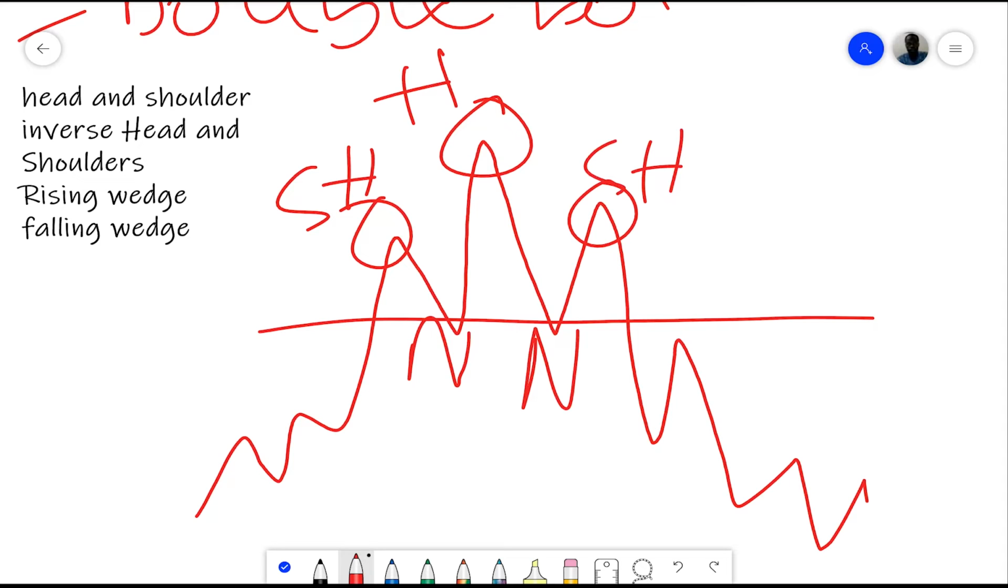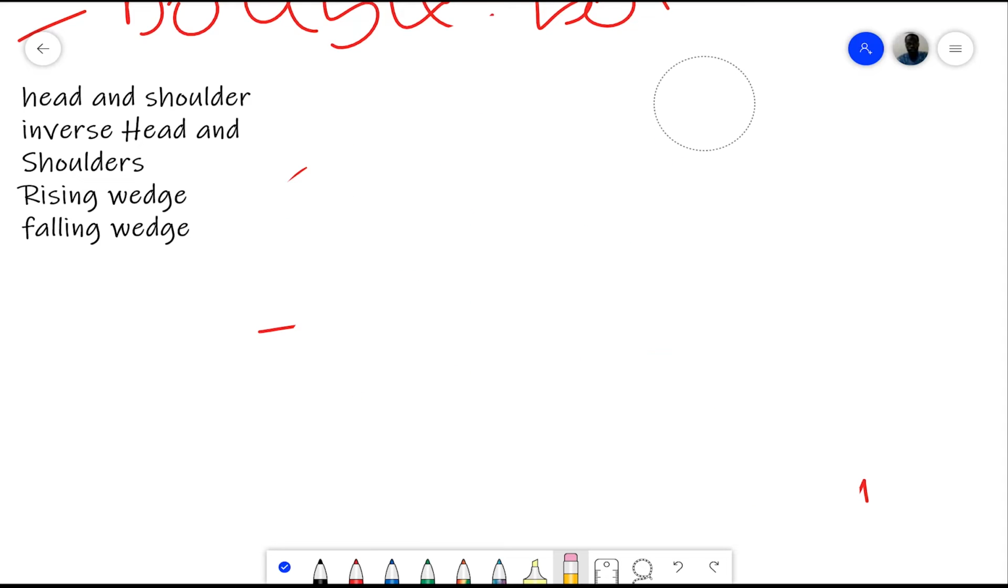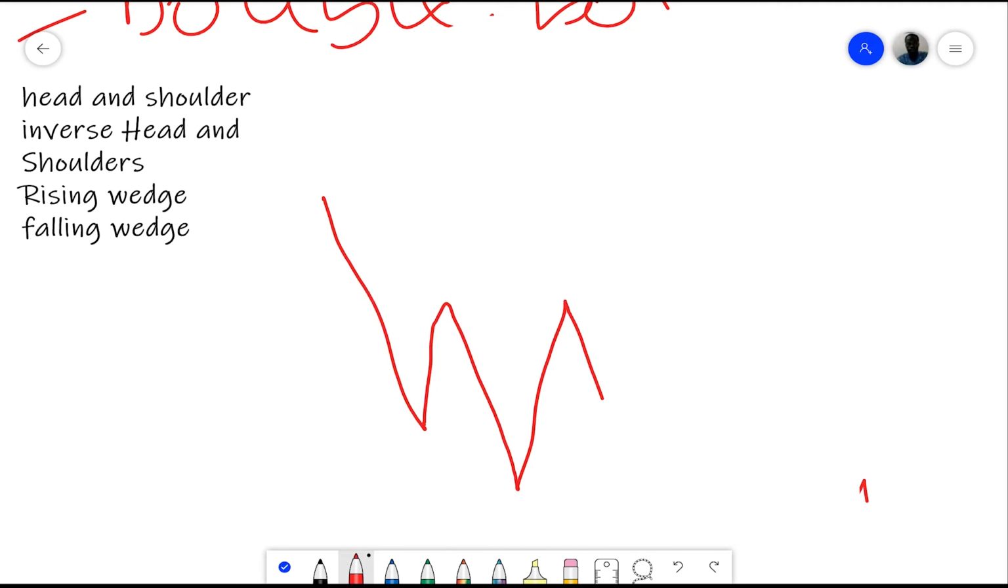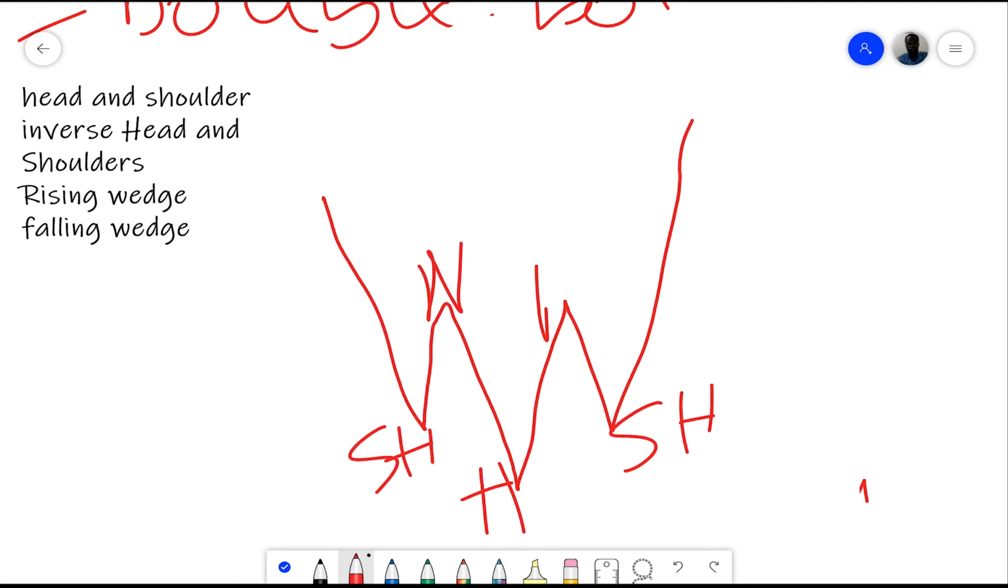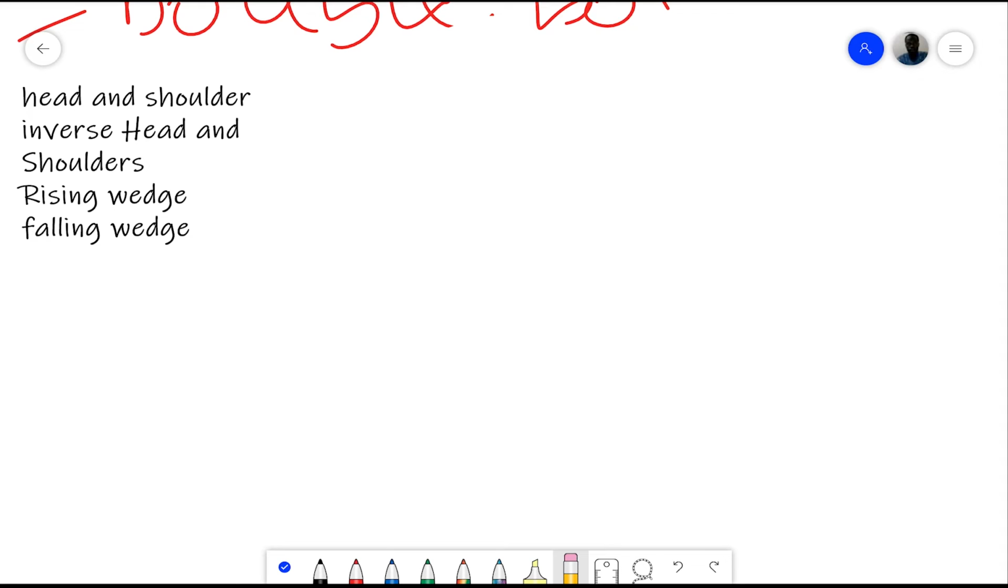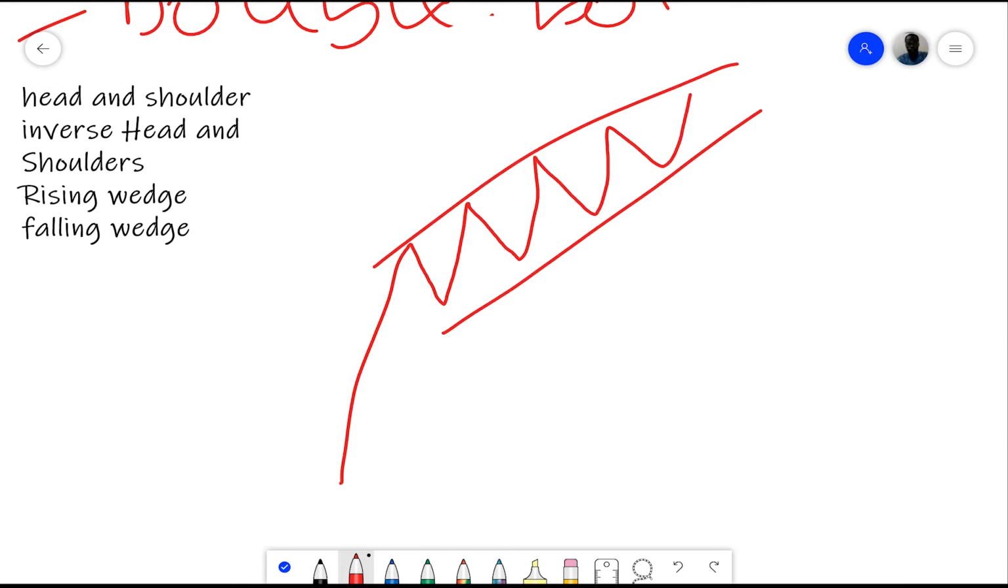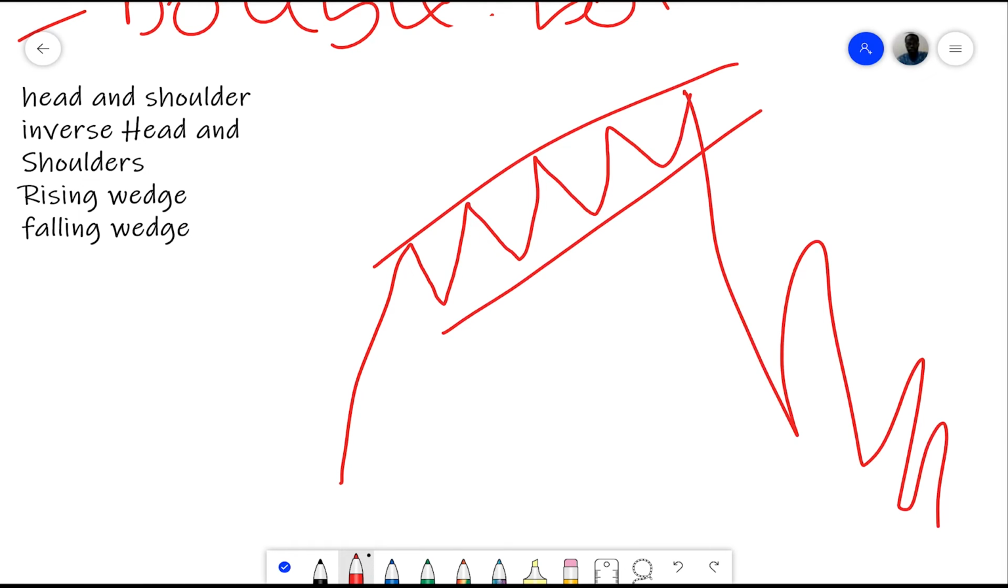Let me start with the double top. So, let's start with the double top. It's like this, after a strong uptrend. This is a double top reversal shot. Now let me show you the double bottom, the double reversal pattern, like this.